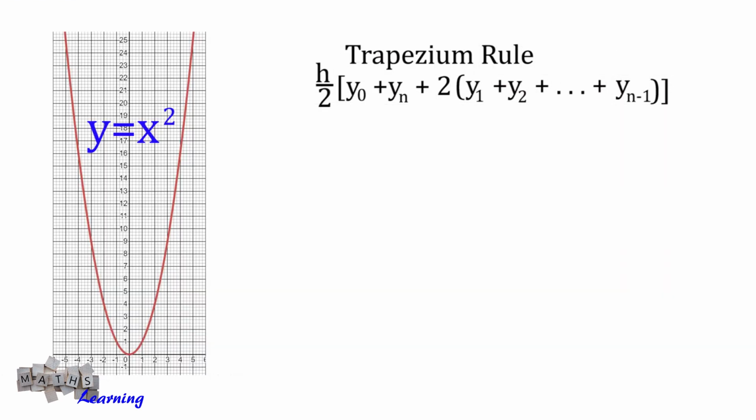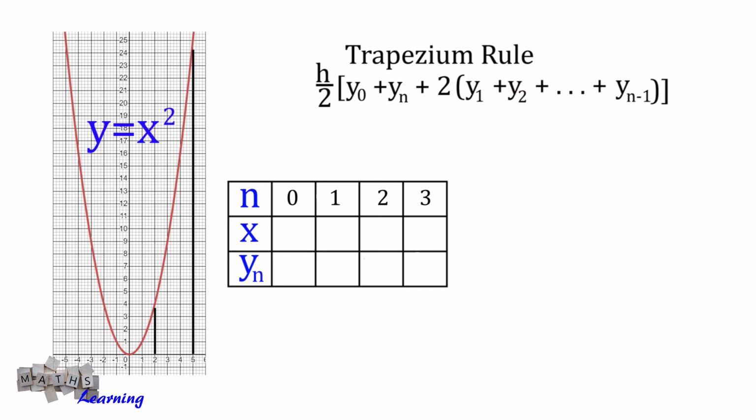Now let's work through an example. This graph is y equals x squared, and we want to find out an estimation of the area below the graph between the points x equals 2 and x equals 5 using three strips. We start by drawing a table. n refers to the side of the strip starting with 0. So here we have 0, 1, 2 and 3. The x value starts at 2 and ends at 5. Splitting this distance into three strips gives an equal length of 1, so we can fill in the rest of the x values. The thing to note is that if there are a certain number of strips, then add 1 to get the total number of sides. So here we want 3 strips, so there are 4 values of n starting at 0.